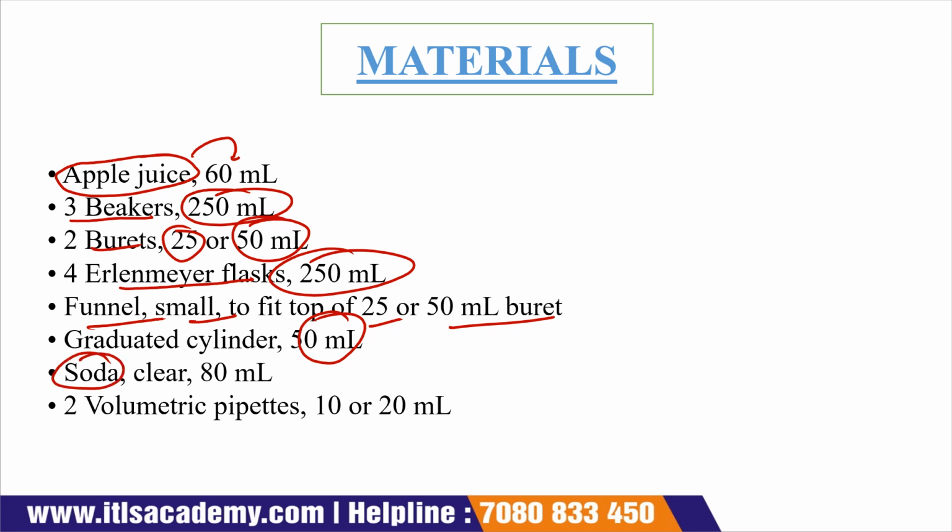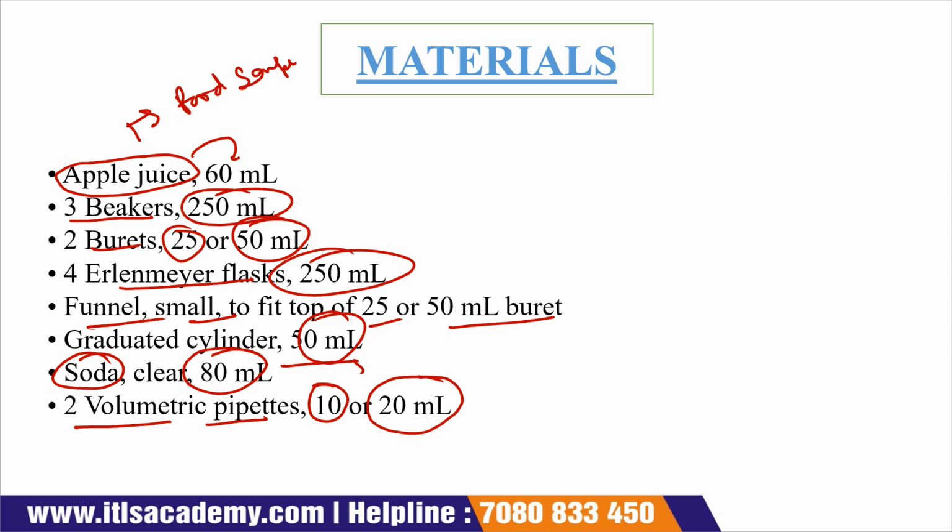This soda should be clear. That means no extract, no foreign material is present in the soda, and the volume of soda is around 80 ml. We also require two volumetric pipettes, either 10 ml or 20 ml. The food samples here are apple juice and this soda. So we have two samples in which we determine the titratable acidity and pH.